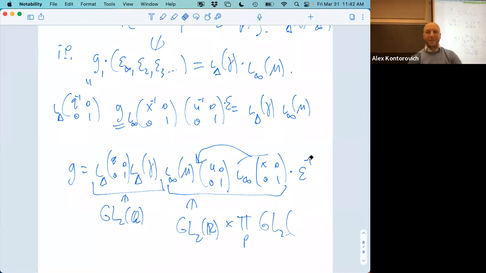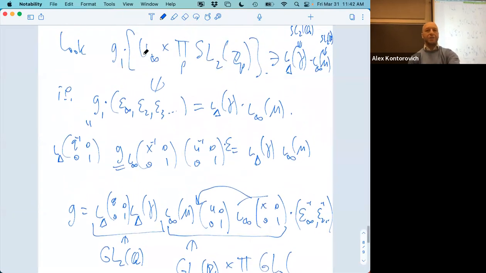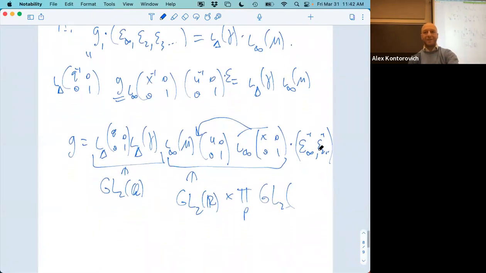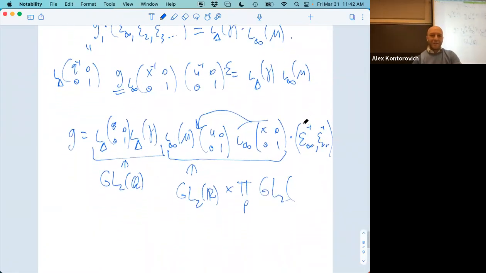But let's think about what epsilon inverse is. It's epsilon infinity inverse, epsilon 2 inverse, and so on. This is still in SL2 of the Adeles. This is some open set in SL2 of the Adeles. Okay, and then the infinite place I can take out separately and move it over here to the real place. And then these are still all units. So this is still in GL2 ZP.